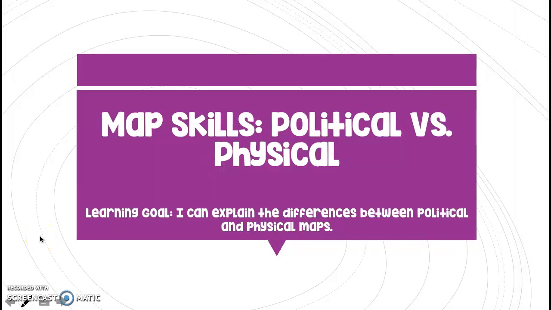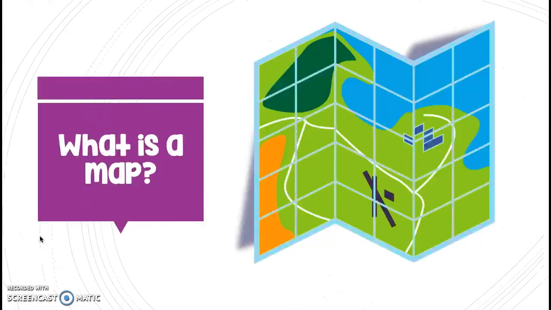Hi friends, today's lesson is all about map skills, political versus physical. Now what is a map? A map is a drawing of a place from high above. Now we use maps for lots of different things, and the reason why you need a map helps you decide what type of map there is to get.